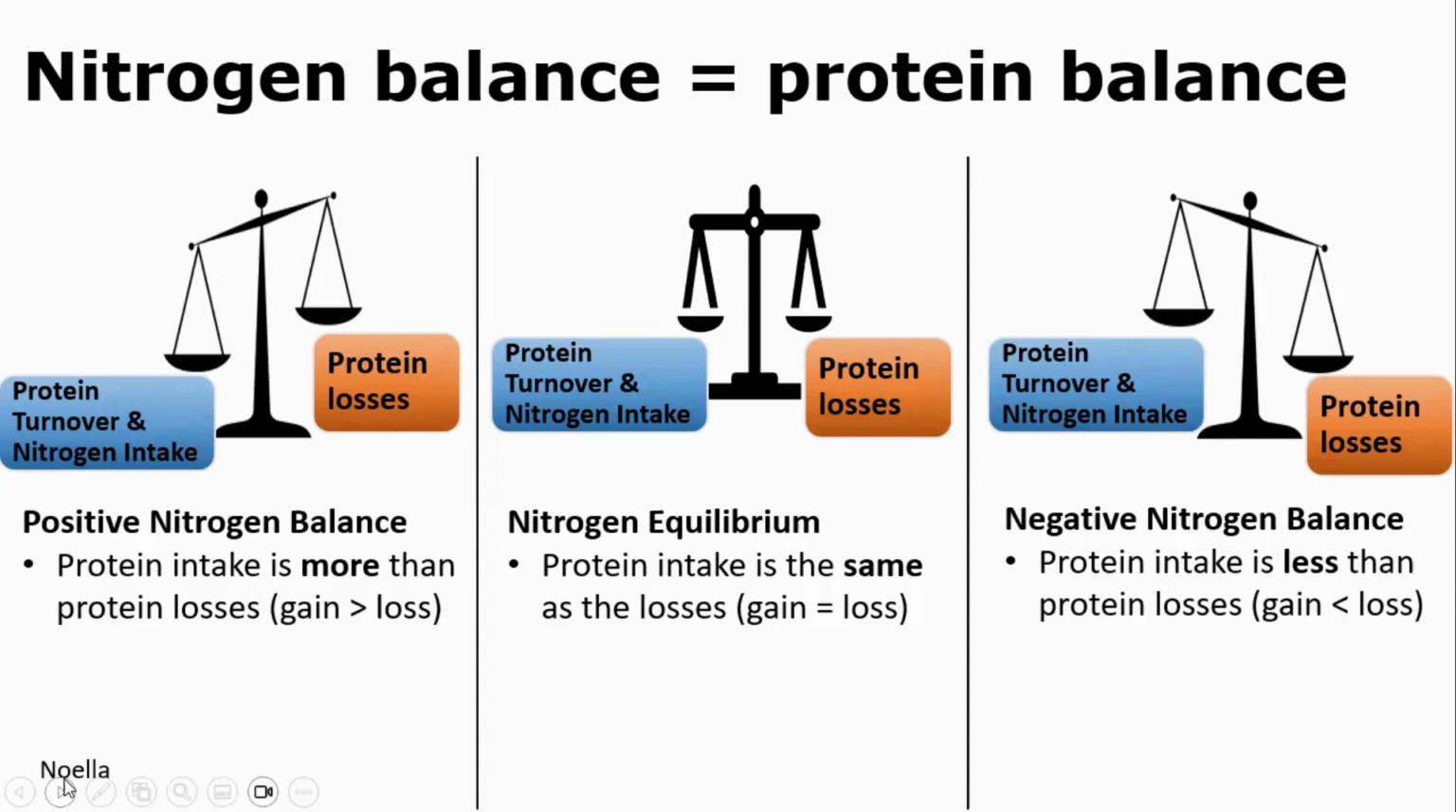What is a positive nitrogen balance? Well, in a positive nitrogen balance, the protein intake is more than the protein loss. So the gain of protein is way more than the loss. Moving on to nitrogen equilibrium. In this, the protein intake is the same as the protein loss. And most of us sedentary individuals would fall under this category. Finally, we have the negative nitrogen balance, where the protein intake is less than the protein losses. So there's a lot more loss as compared to the consumption of protein.